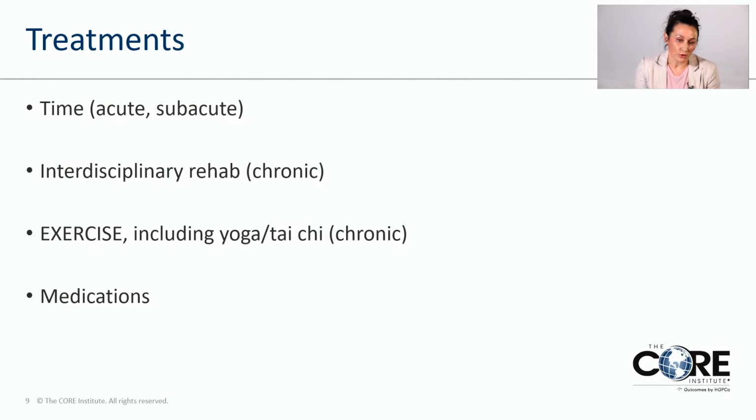Treatment options for lower back pain depend on time and whether it's an acute, subacute, or chronic injury. So an acute to subacute is anywhere in the last 1 to 3 months. Once you've had pain longer than 3 months, the injury is considered chronic. There's interdisciplinary rehab for chronic pain, which we'll get into in a second. That includes exercise, yoga, massage, and then we also have medications.